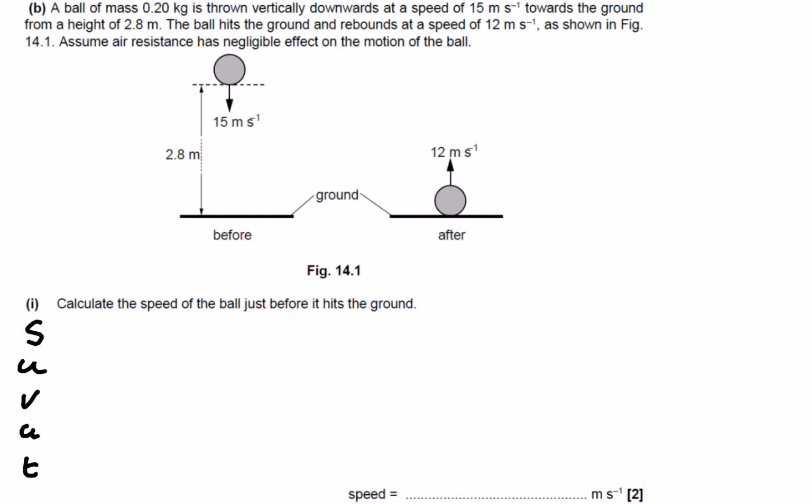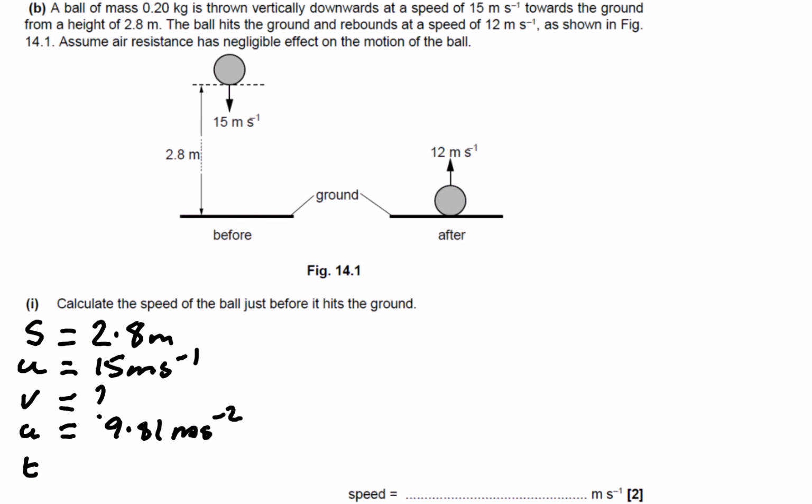So we know it's going to fall a distance of 2.8 meters. Initially it has a velocity of 15 meters per second there. We want to know what the final velocity is going to be just before it hits the ground, and we would assume that it's on the Earth, so it would have an acceleration of 9.81 meters per second squared. And we don't know anything about the time.